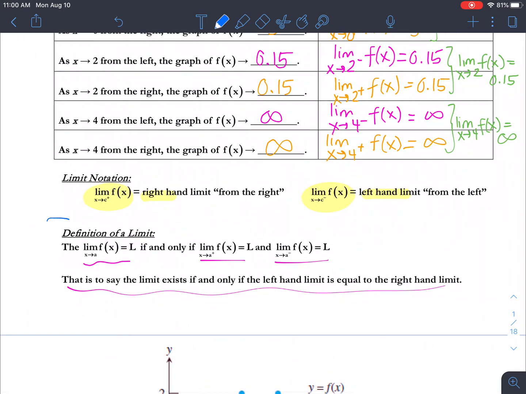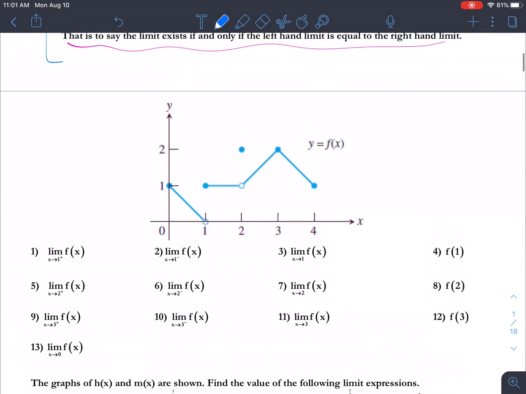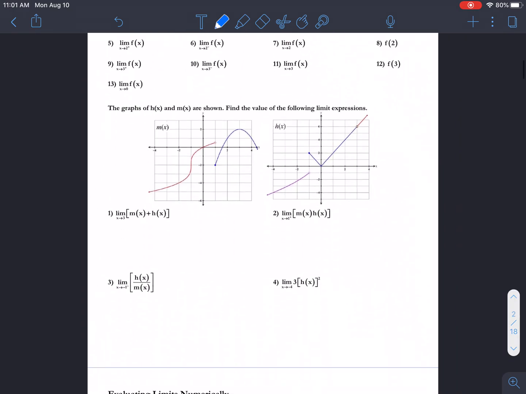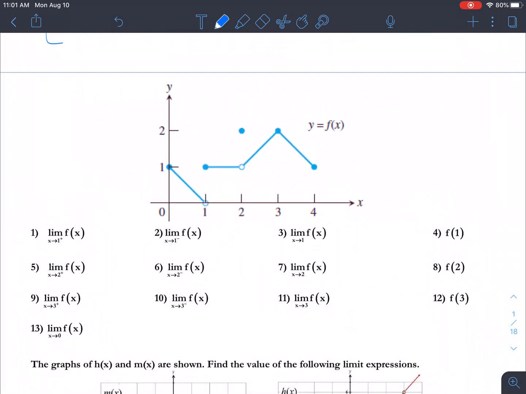And again, here's your definition. This will come up, so make sure you know it well. The left-hand limit has to be equal to the right-hand limit for that overall limit to exist. Okay, so here's what we're going to look at, and then we'll finish this second piece in class. So here's our graph f of x, and we're going to run through some right-hand limits, some left-hand limits, maybe just a limit in general.